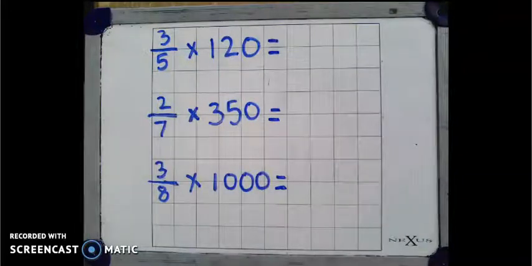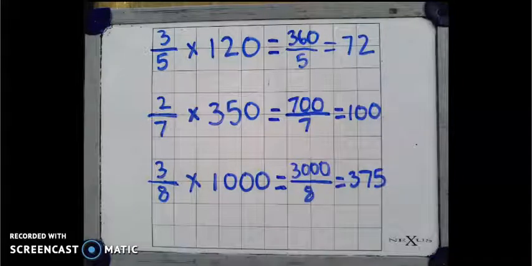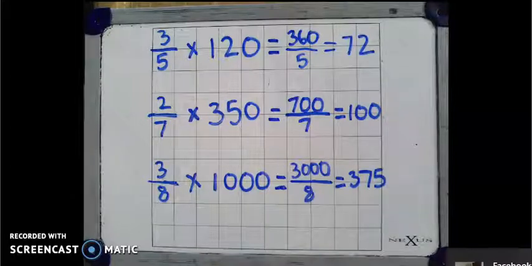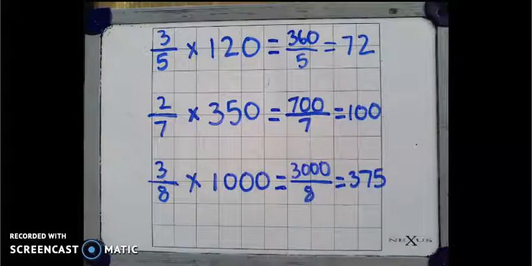Here are 3 calculations for you to have a go at on your own. Pause the video now and then unpause to check your answer. Here come the answers. 3/5 multiplied by 120 is 360 over 5, or 72. 2/7 multiplied by 350 is 700 over 7, or 100. And 3/8 multiplied by 1000 is 3000 over 8, or 375.